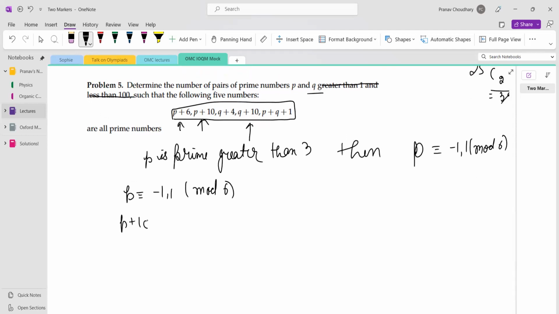P plus 10 is also prime. So P plus 10 should be congruent to, 10 minus 1 is 9, and 9 modulo 6 is 3, comma 1 plus 10 is 11, which is minus 1 mod 6. The 3 is not possible because P plus 10 is prime. We would want this to be 1 or minus 1 mod 6. So this implies P can only be 1 mod 6.